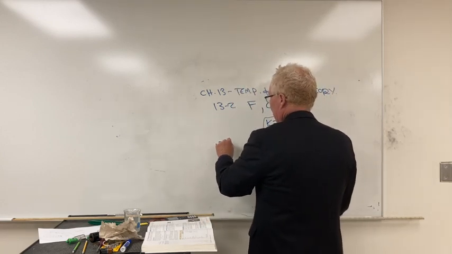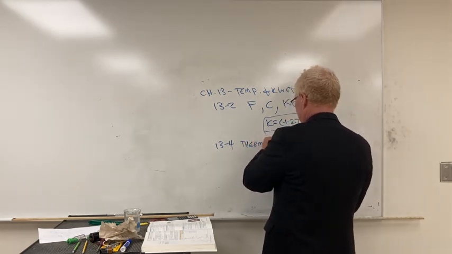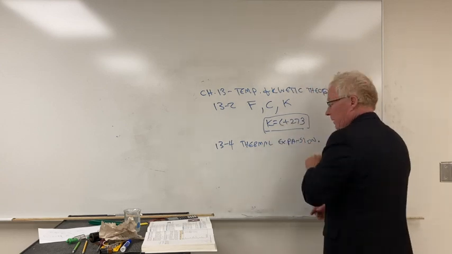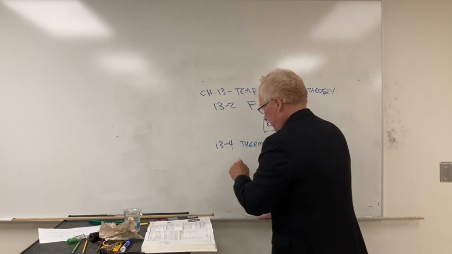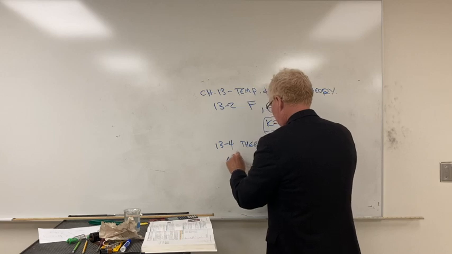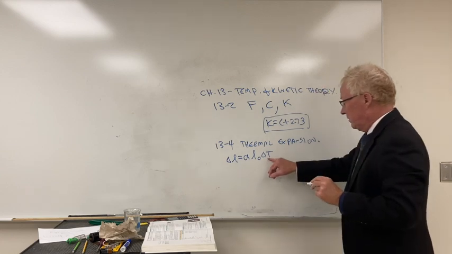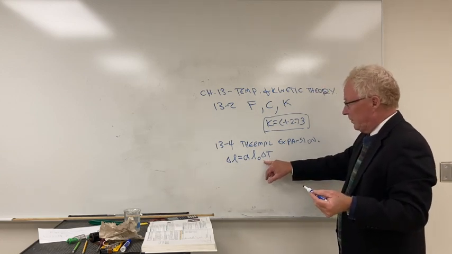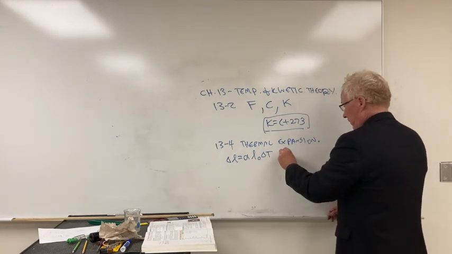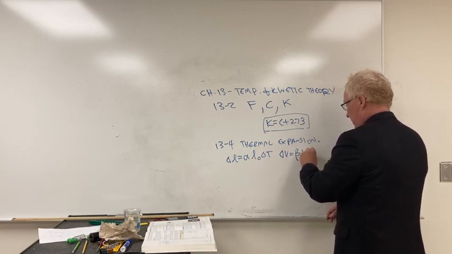13.4, thermal expansion. Our formula is delta L equals alpha L naught delta T, where T can be in degrees Celsius or degrees Kelvin difference, because we're only looking at a change. This is for linear expansion, and for volume it's beta times V naught times delta T.